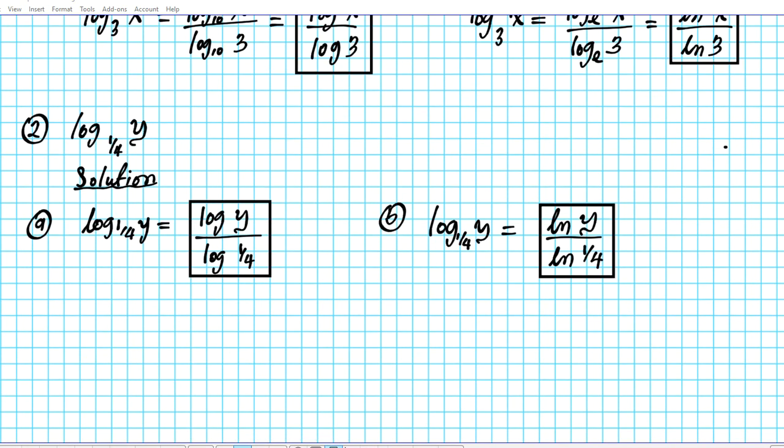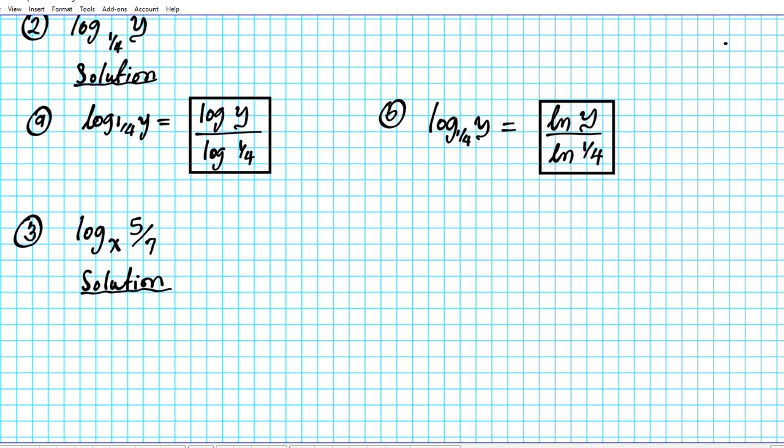Alright, let's try another example. What if we have a case where the base is a variable and the argument is a fraction? Question 3. What if we have log base x of 5 over 7? Alright, so what we're going to do first is write it as a common log, or log base 10.